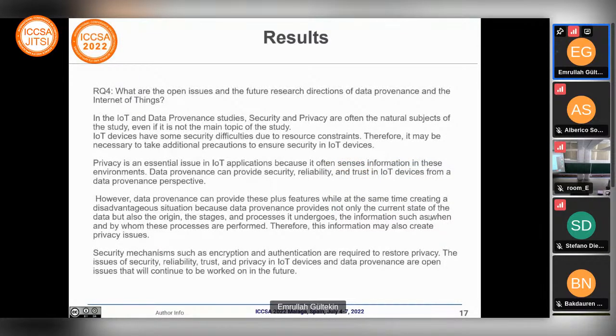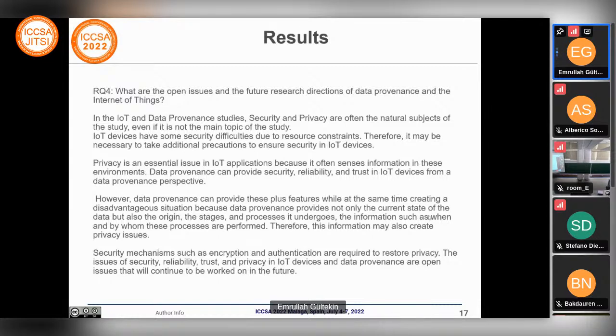Question 4 was, what are the open issues and the future research directions of data provenance and the Internet of Things? In the IoT and data provenance studies, security and privacy are often the natural subject of the study, even if it is not the main topic of the study. IoT devices have some security difficulties due to resource constraints. Therefore, it may be necessary to take additional precautions to ensure security in IoT devices.